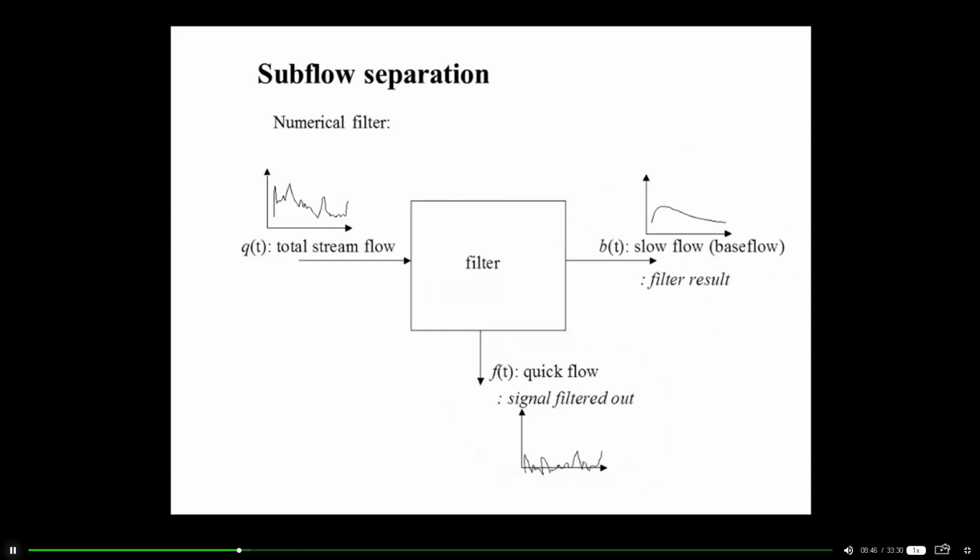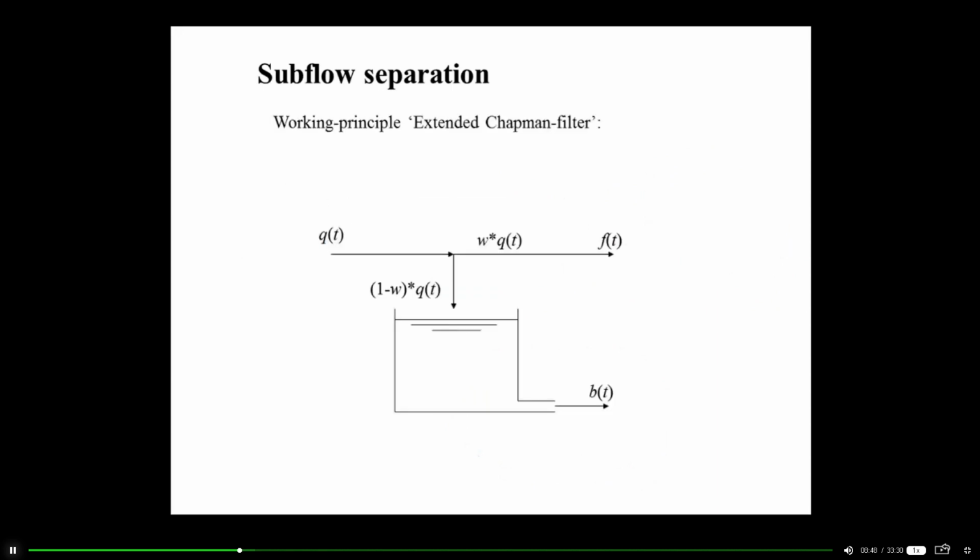More specifically, if we make use of a linear reservoir model with a K value equal to the recession constant of base flow, you get as filter result the base flow. And what is left, what is blocked, what is the signal that is filtered out, is the quick flow. That means overland flow plus interflow, for instance.